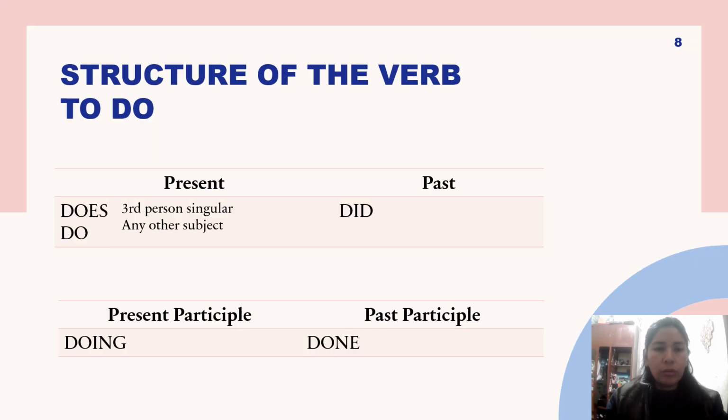The structure of the verb to do is this: present, does and do. Does for the third person in singular, and do for any other subject. For the past, we use did. Present participle, doing, and the past participle, done.